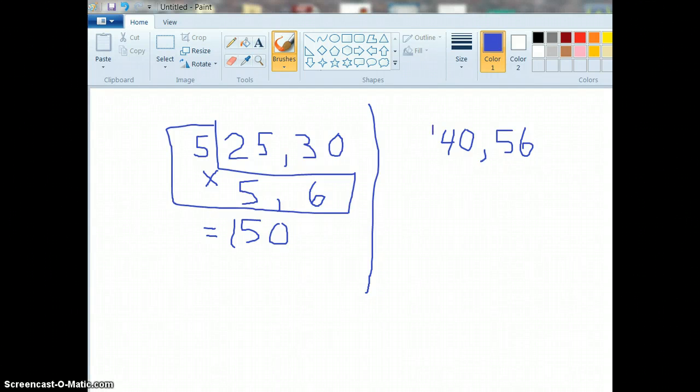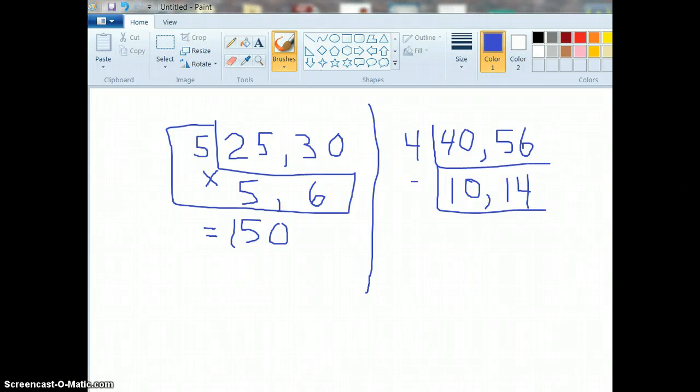So let's say you picked 4. So we'll pull out a 4. 4 can go into 40 10 times, and 4 can go into 56 14 times. 10 and 14, they have something else in common. Right, we can take out a 2.